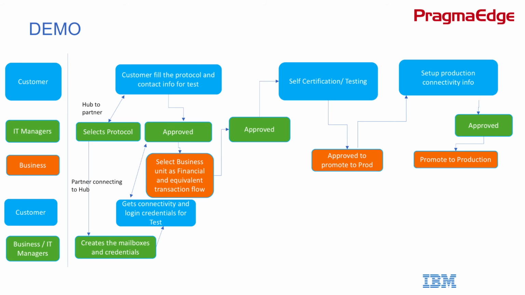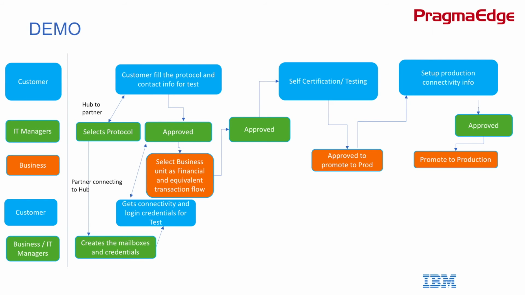Here is a generic flow for the partner onboarding through PEM, wherein once the partner is successfully registered, an activity is rolled out by the sponsor to the partner, and the customer will fill out the protocol information and the contact information. And once it is completely filled out, it is sent to approval by the sponsor.